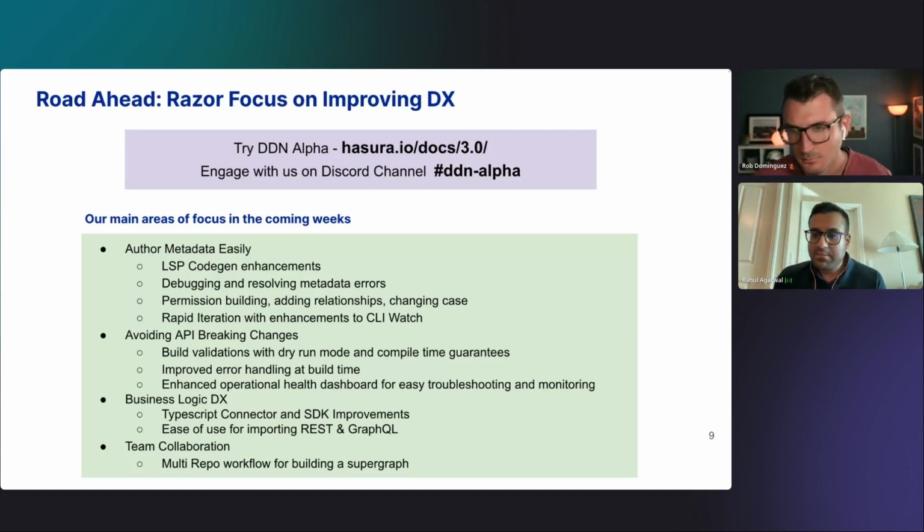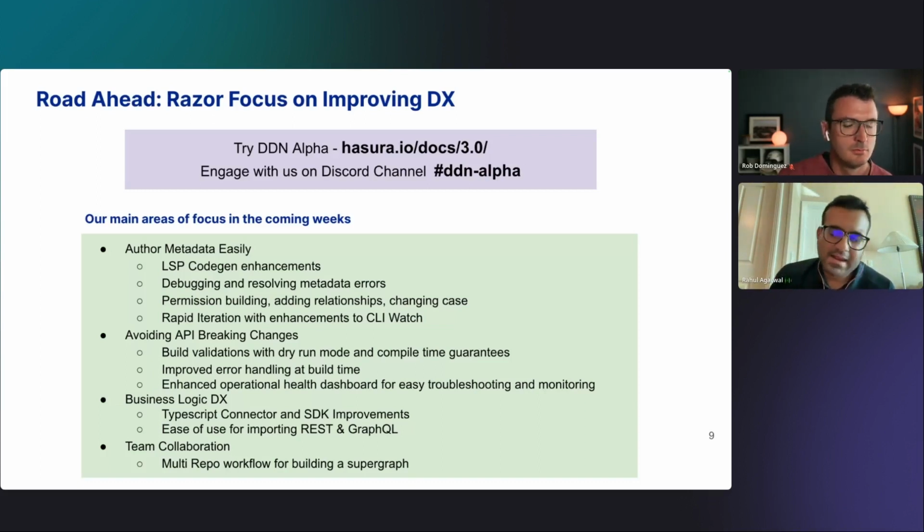And then avoiding API breaking changes. For example, you see almost every demo had a build create command in it. What if you run into errors at that point? Giving you a dry run mode, giving you compile time guarantees, giving you improved error handling at that point so that you can go to production confidently. And once you go to production confidently, we'll bring up an operational health dashboard for easy troubleshooting and monitoring, kind of an advanced monitoring tab of what you see in V2.